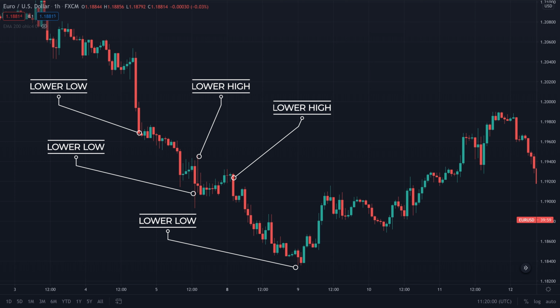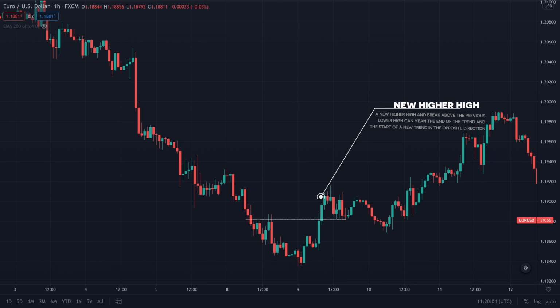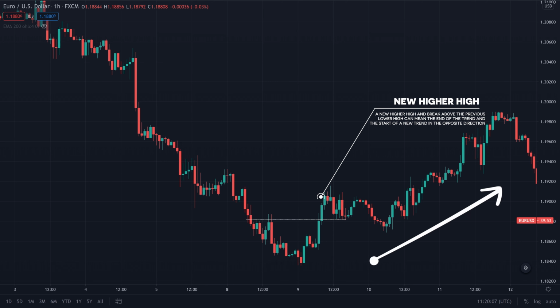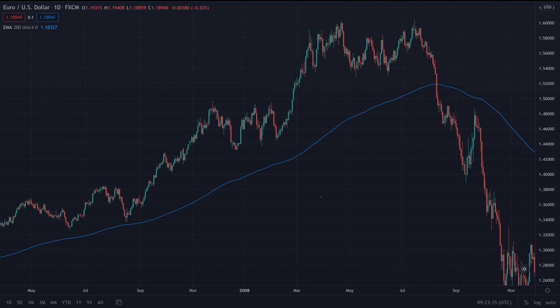Price making lower highs and lower lows continuously defines a downtrend. The downtrend will be broken when price breaks above the most recent lower high and continues higher, which can be a great opportunity to enter a long trade.